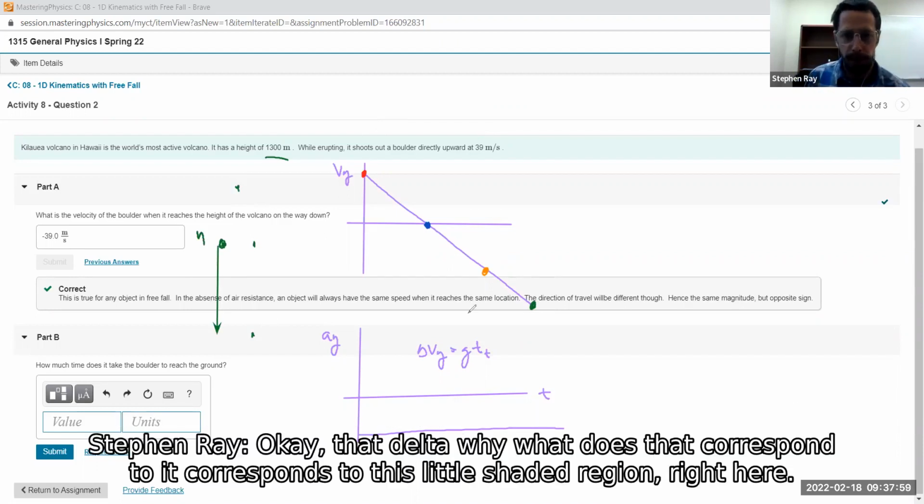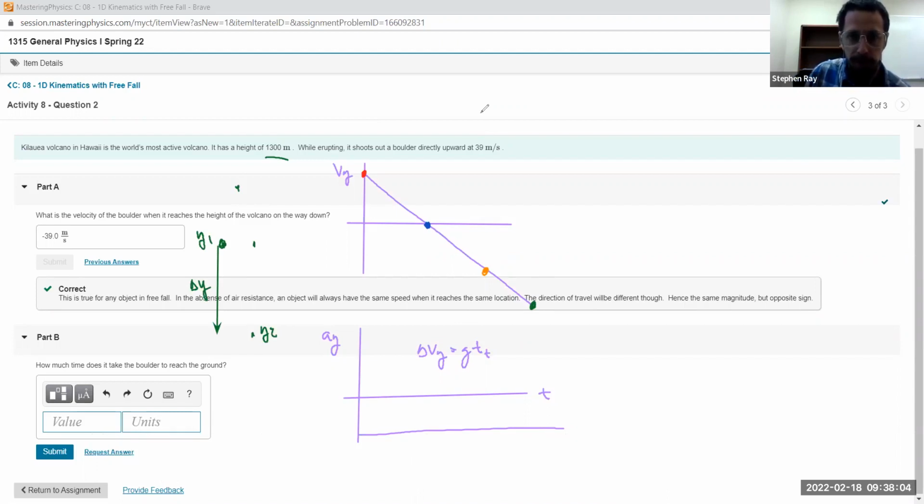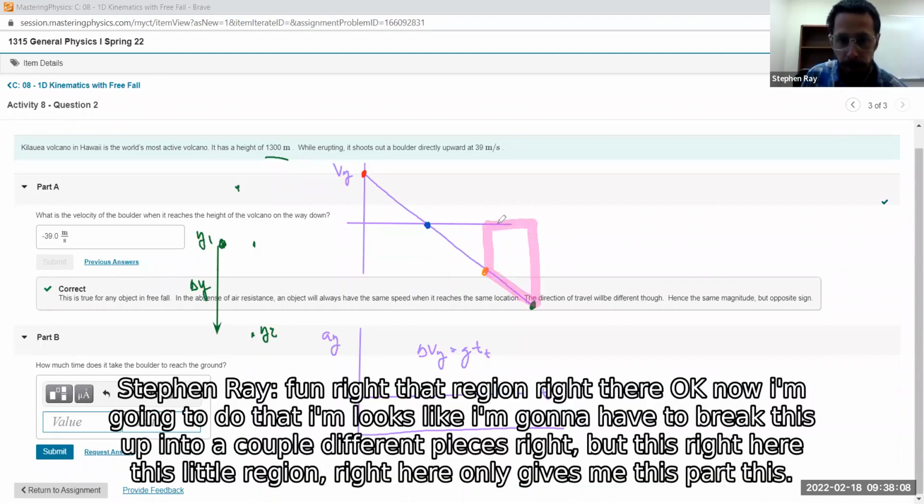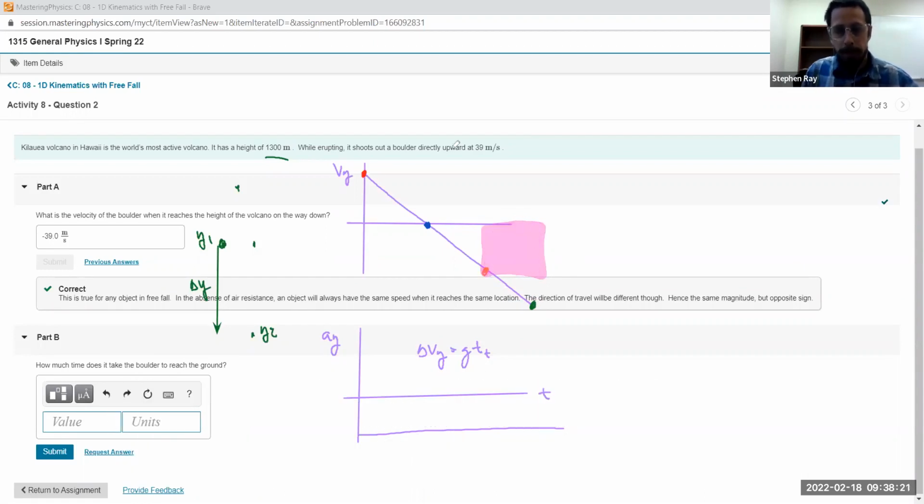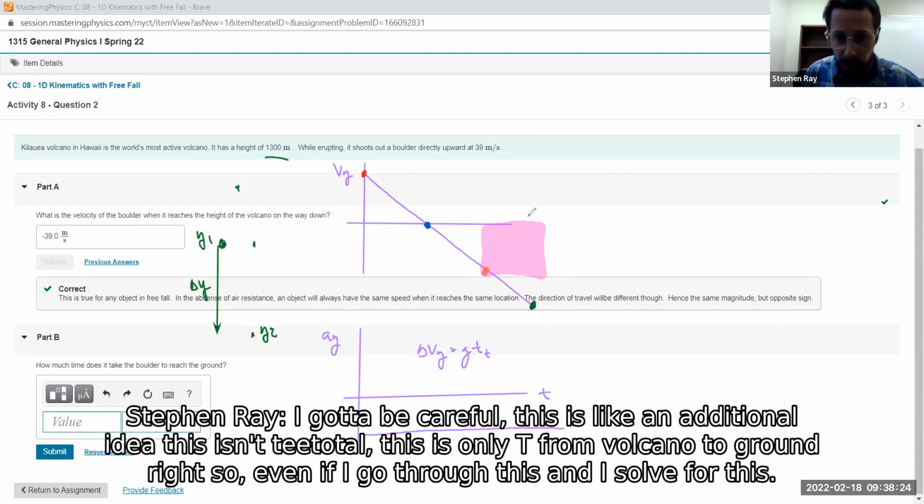That delta y, what does that correspond to? It corresponds to this little shaded region right here. Right, that region right there. Now it looks like I'm going to have to break this up into a couple different pieces. This little region right here only gives me this part, so I have to be careful. This is an additional T. This isn't T total. This is only T from volcano to ground, right?